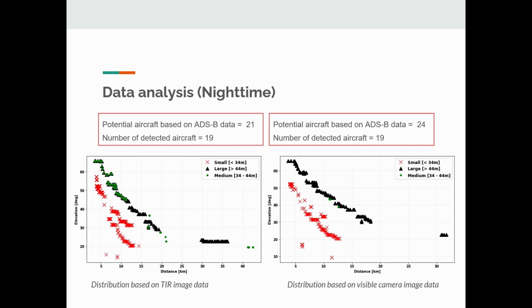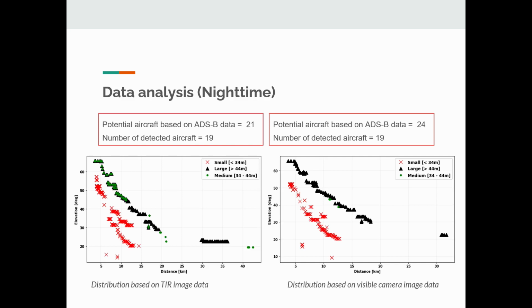For the nighttime data, on the left for thermal infrared, there were potentially 21 aircraft based on ADS-B, and out of that 19 have been detected. At night, most of the detected aircraft have elevation above 20 degrees. There are a few aircraft again detected at low elevations, but the distance is quite low. They are less than 10 kilometers away.